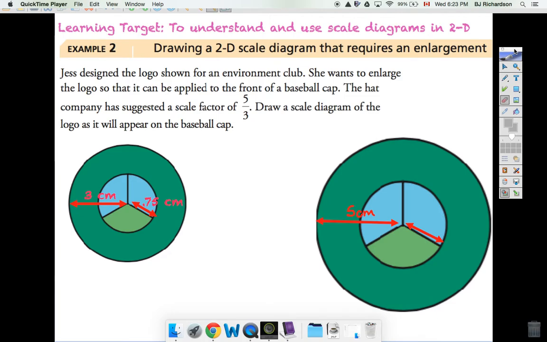Hey class, we're back with more of chapter 8.3, and here we're looking at example 2, which is drawing a 2D scale diagram that requires enlargement. So last video we looked at what happens when you need reductions. Now we're going to look at what happens when we want enlargement.